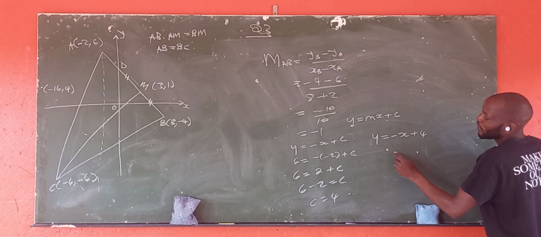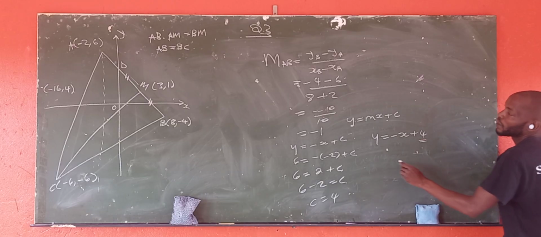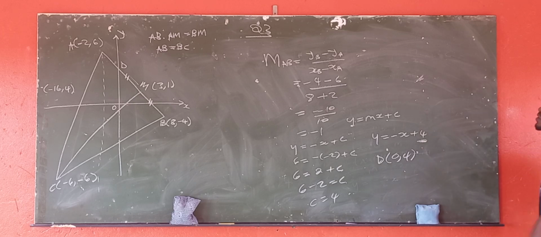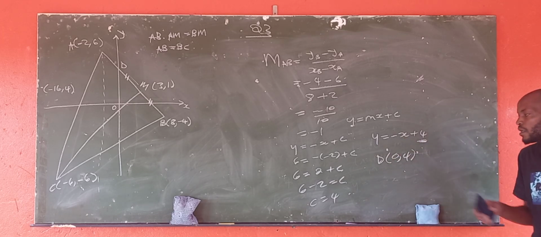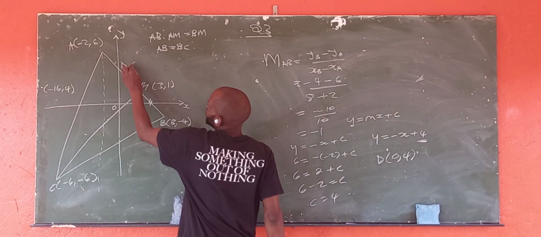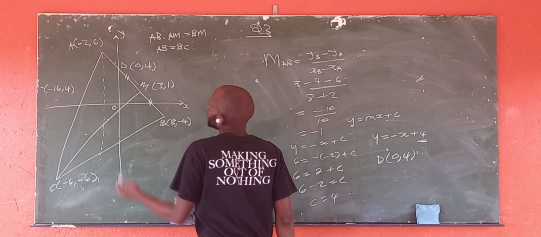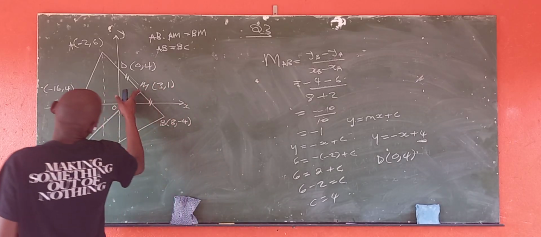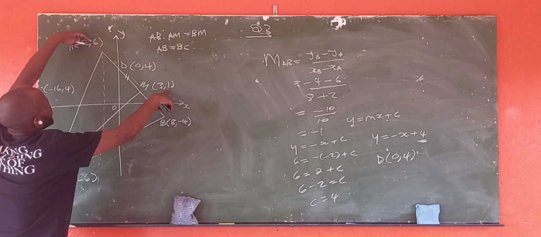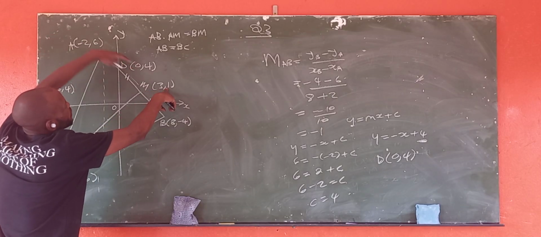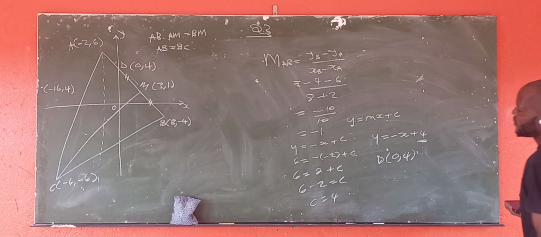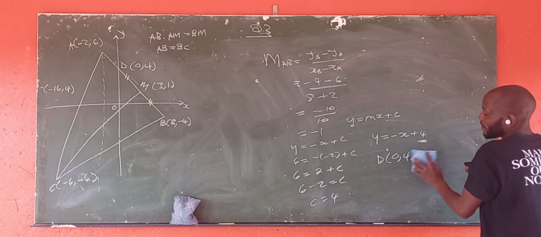So for the y-intercept, we can see the constant, right? When x is 0, y is 4. The coordinates of D would be 0 and 4. Does it make sense? Yes, it makes sense, because this point M is 1, and this point A is 6, so 4 is between 1 and 6. Otherwise, if you get something like 7, then something is wrong.